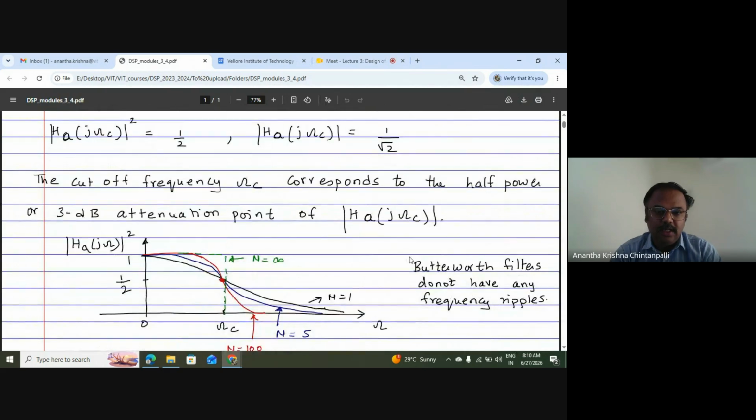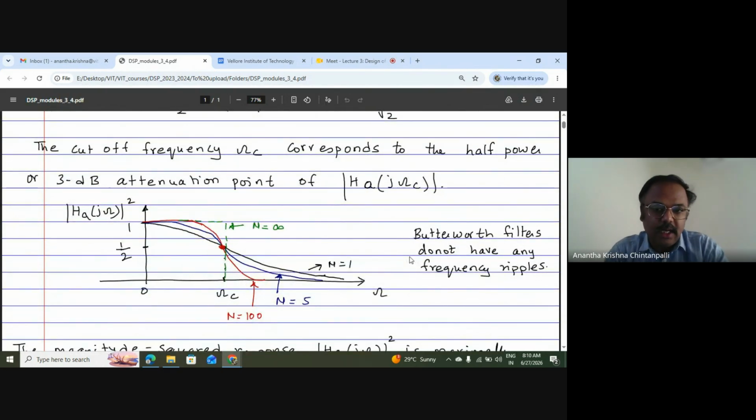Just as a schematic, this is how the magnitude square response looks as you vary the filter order. The x-axis here is Ω and the y-axis is the magnitude square. Here different colors represent different filter orders. For all the filter orders, the value is going to be 1 at Ω equal to 0. For all the filter orders at Ω equal to Ω_c, the magnitude square would be equal to half. These are the two common points.